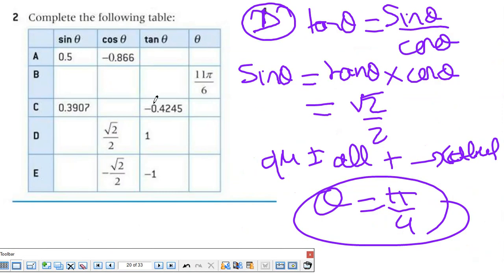Part D, I have cosine and tangent. To find sine, also tangent is sine over cosine. We cross multiply, we get the answer. They are all positive, it means I'm in quadrant 1. It's very easy. This is one of the special angles. So shift sine or shift cosine or shift tangent, and the answer will be pi over 4.